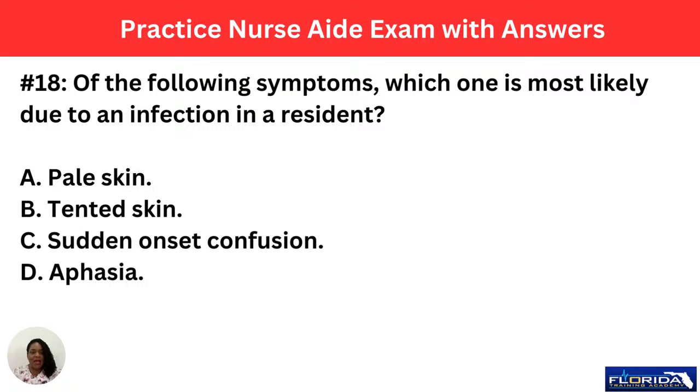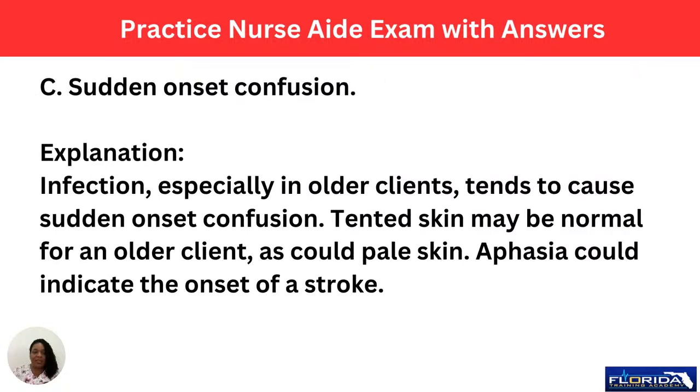Number 18, of the following symptoms, which one is most likely due to an infection in a resident? A, pale skin, B, tinted skin, C, sudden onset confusion, or D, aphasia, or the absence of speech. Yes, whenever the patients have infections, especially urinary tract infections, they can become suddenly confused. So the correct response is C. Infection, especially in older adults, tends to cause sudden onset confusion.